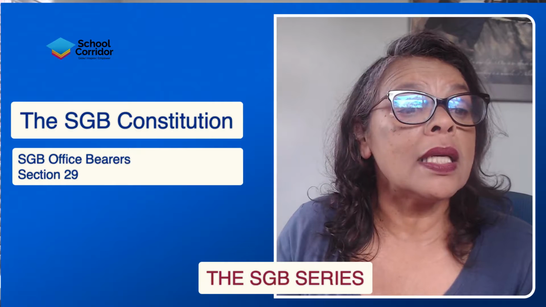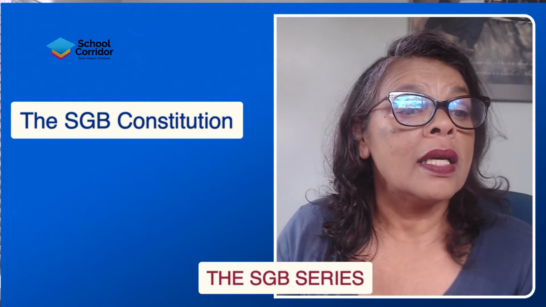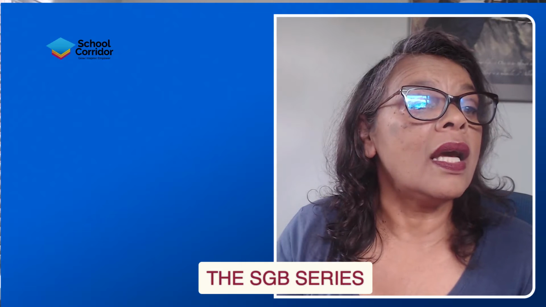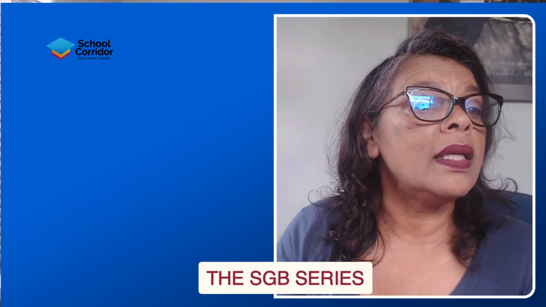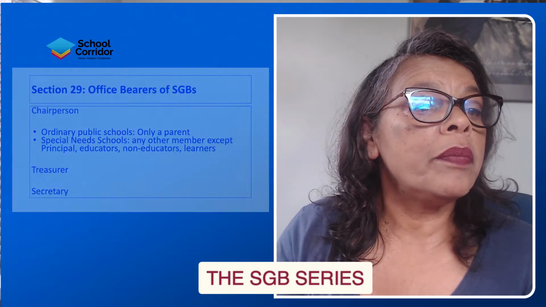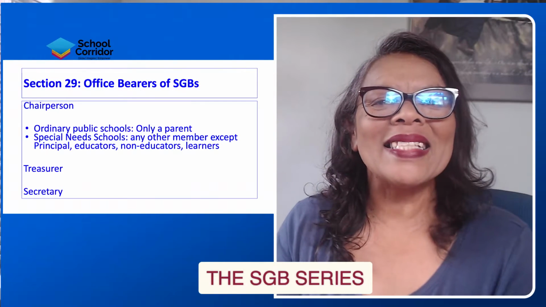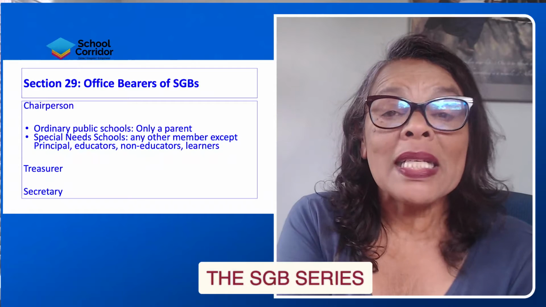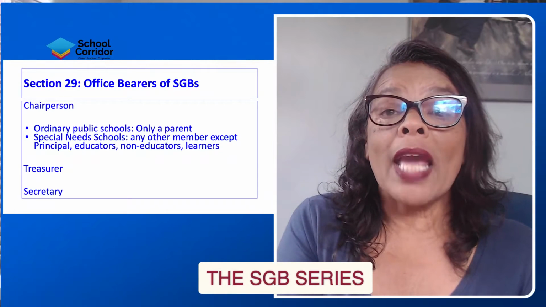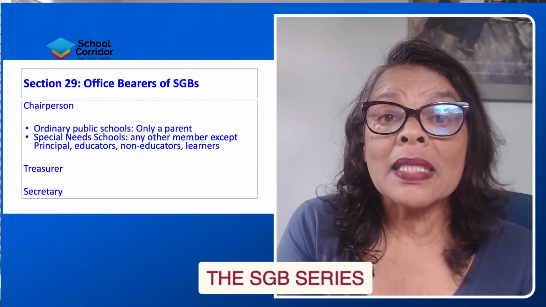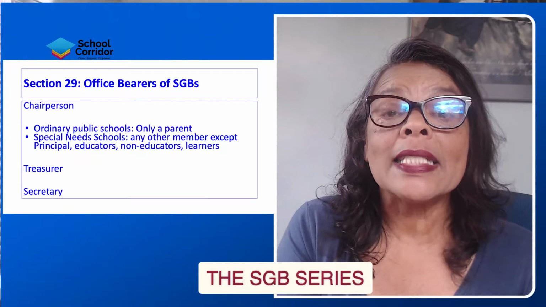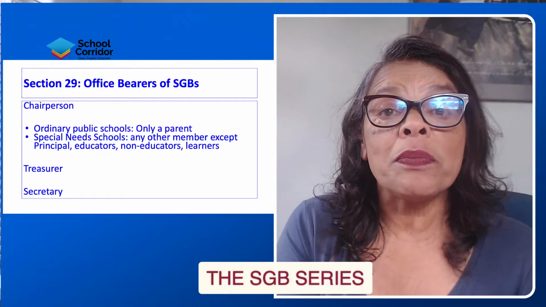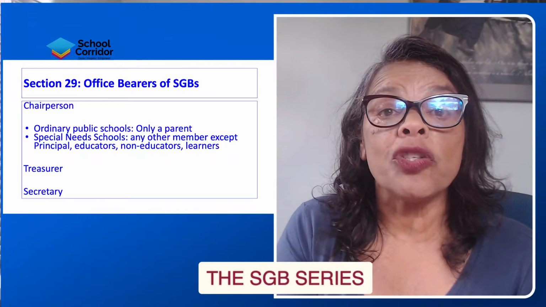So let me just close these overlays that I have here, and then I want to open my slides. And there you can see section 29 speaks about the office bearers. So according to the Act, you must have a chairperson, a treasurer, and secretary. Those are the minimum requirements in terms of the office bearer positions that you have on the SGB.